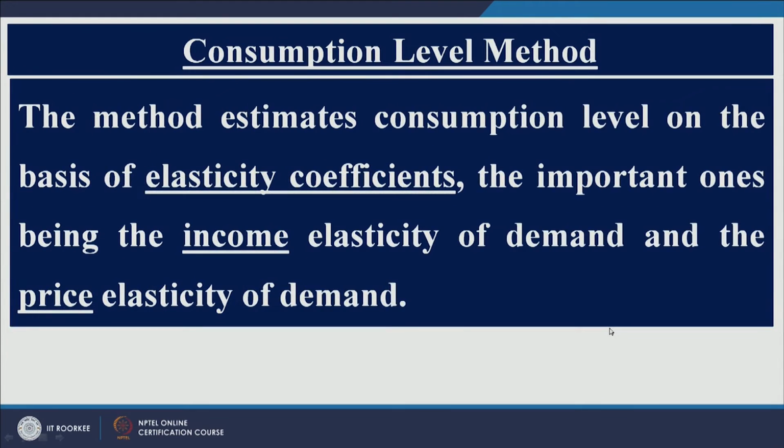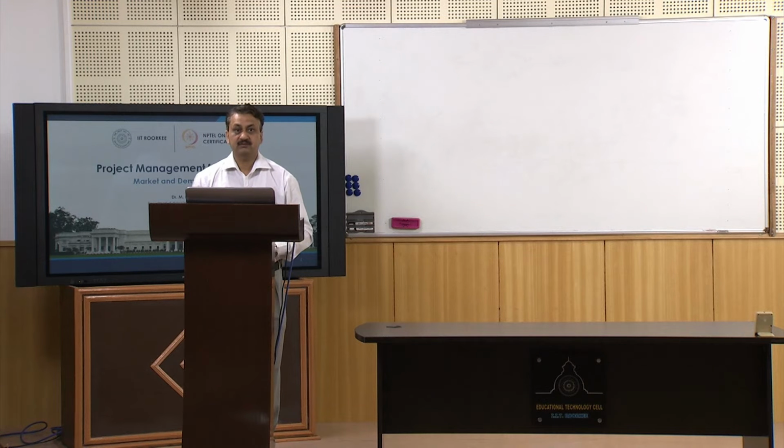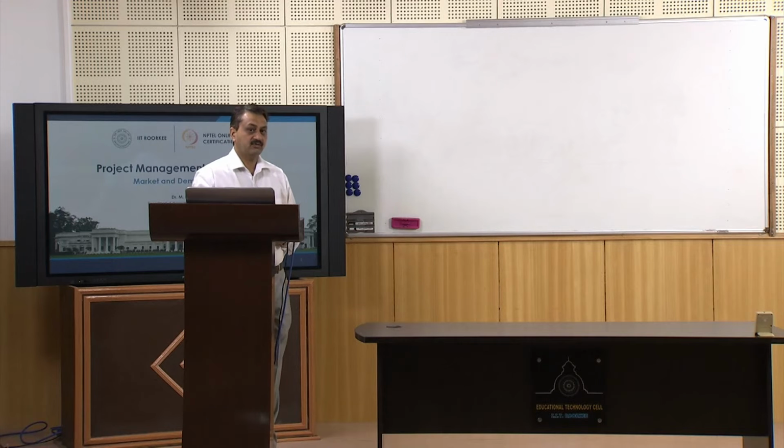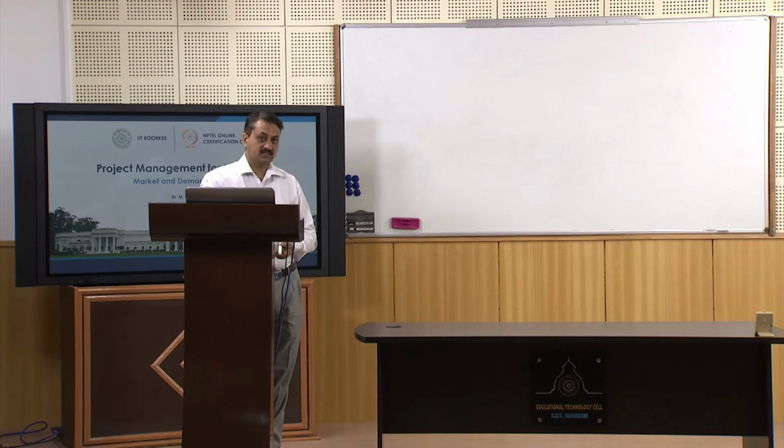So, let us move on to next method, which is consumption level method. Consumption level method is basically helps you in finding out how the demands would change with the change in income and with the change in price, right. So, the method estimates consumption level on basis of elasticity coefficients, the important ones being income elasticity and price elasticity, right. So, how the demand of a product will change when there is change in price and when there is change in income of a person, right.